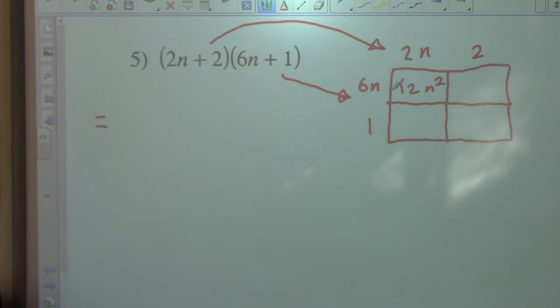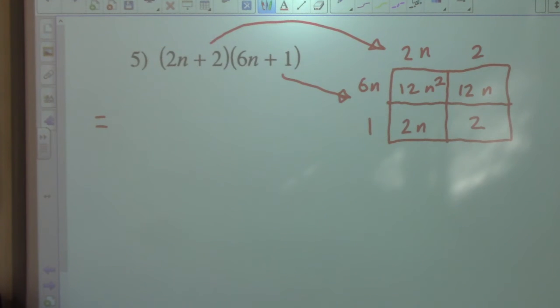And then you have 6n times 2, which is 12n. And then you have 1 times 2n, which is 2n. And then you have 2 times 1, which is 2.